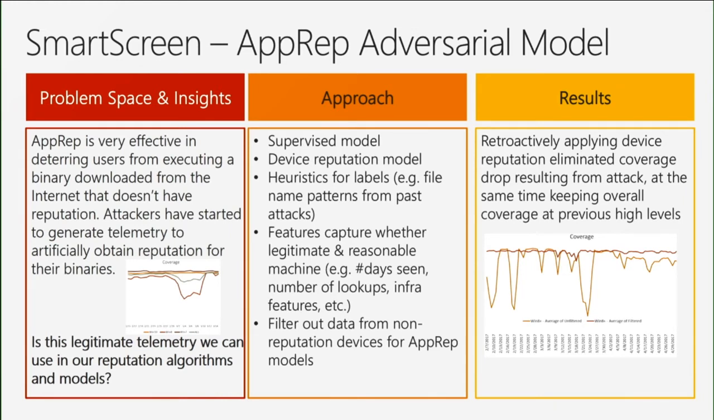So what we've observed earlier this year is that there is an attacker out there that attempted to simulate downloads. They basically send us fake telemetry saying, hey, it's been downloaded from this machine, and that machine.